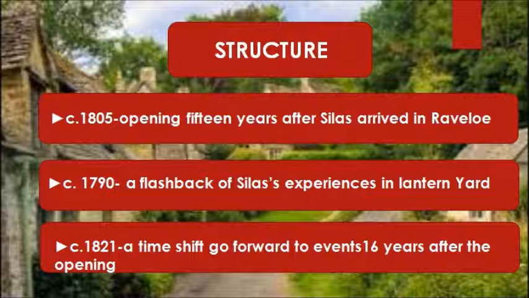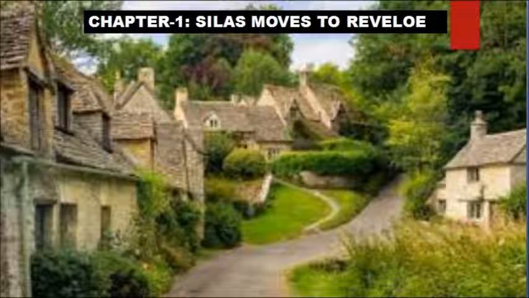In Part 1, the first period is 1805 to the opening, 15 years after Silas arrived in Raveloe. The second period is 1790 onward, through the flashback to show Silas's experience in Lantern Yard. The third period of time is covered in Part 2, which starts in 1821, a time shift going forward to 16 years after the opening of the novel.